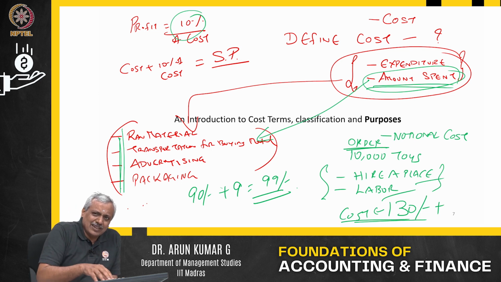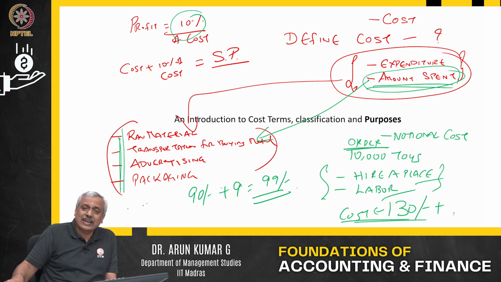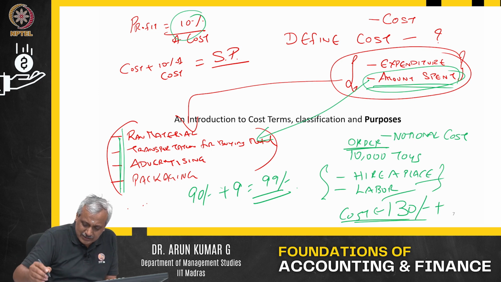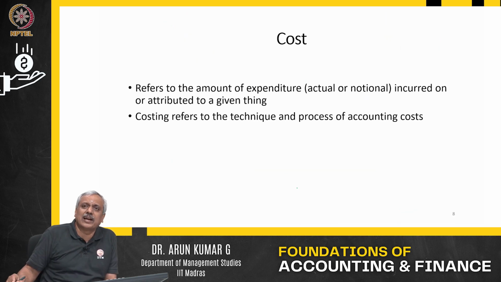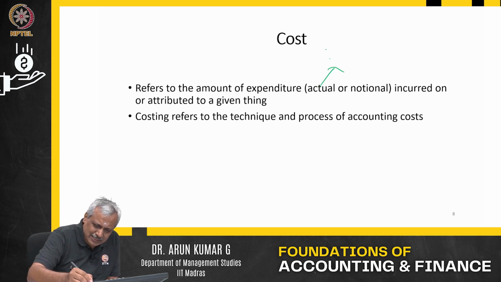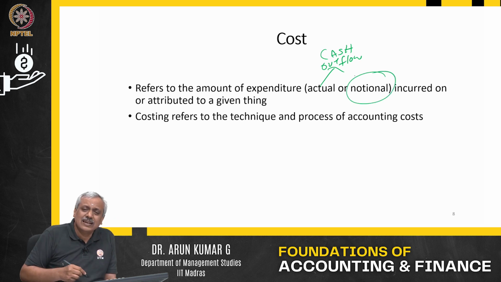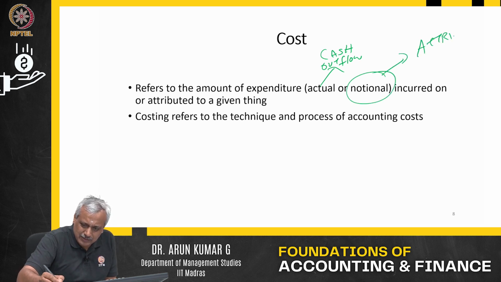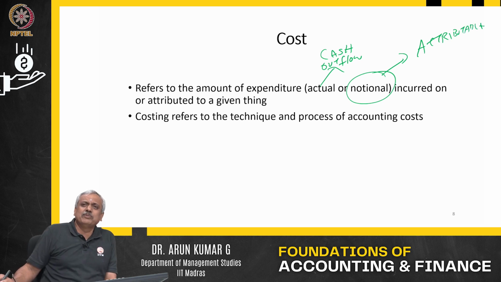So, what did I do? I calculated the cost, added a markup and fixed the price at 99. But did I include all the cost? No, I included only such cost where cash outflow has occurred. You know what is a cash outflow? Cost does not mean cash outflow. Cost means and includes any amount of expenditure which is actual. Actual means cash outflow. The other one is notional, which is what we call attributable, that which can be attributed to a given thing.